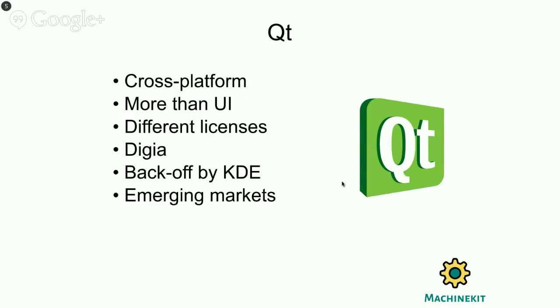So why did we choose Qt? We chose Qt because it's a cross-platform user interface development framework. However, it is more than that. For example, it provides ways to do multitasking, it provides components to create web browsers, and it provides components to access sensors on mobile devices. So it is much more than just a cross-platform user interface framework.